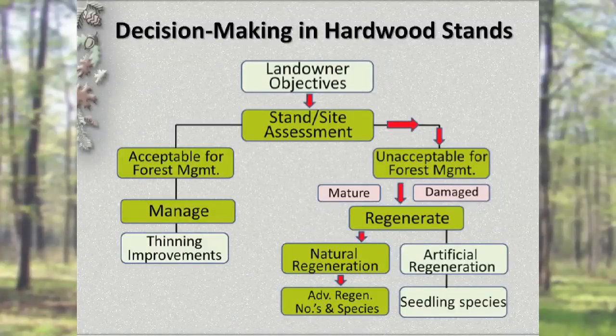So we've looked back to our decision model. We look at the objectives. Now the stand site assessment, we find that it's unacceptable for forest management. So now we're going to regenerate that stand, but we're going to regenerate it hopefully through natural regeneration. So we have to look at our stand, and we have to specifically look at the advanced regeneration, both the numbers that exist as well as the species that exist.